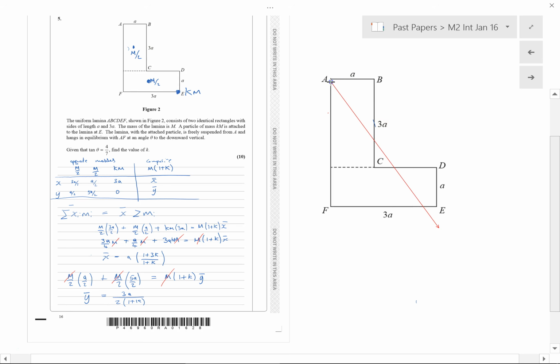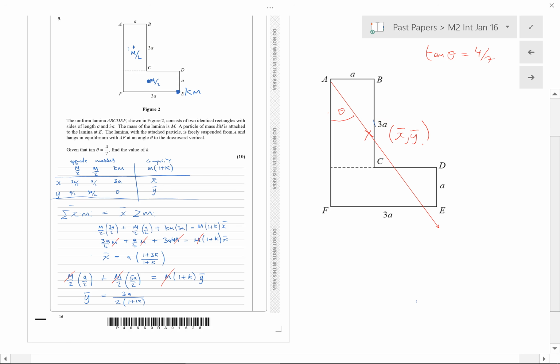It's going through A, it's been suspended from A, and it tells us this angle here, tan theta, is 4 over 7. And now we know the centre of mass. Let's just say for argument's sake the centre of mass is here, say. Don't know whether that's anything like to scale. Then we know that's at x bar, y bar, but we have expressions for those.